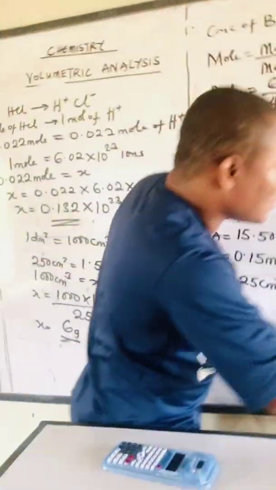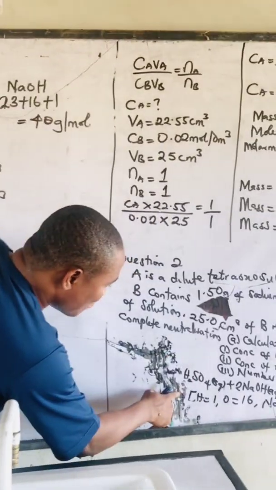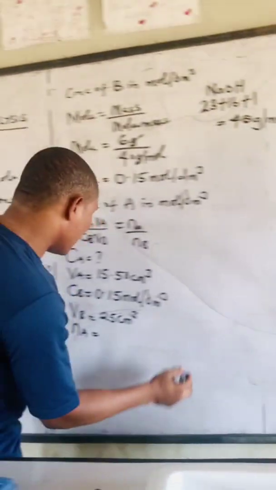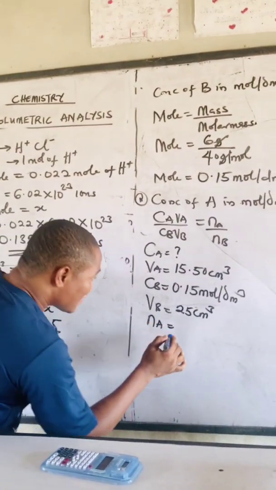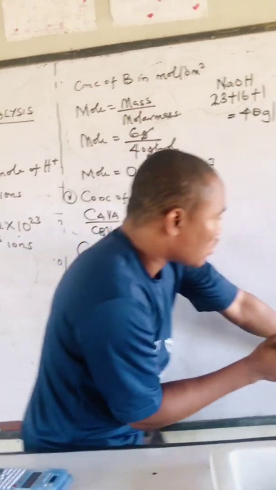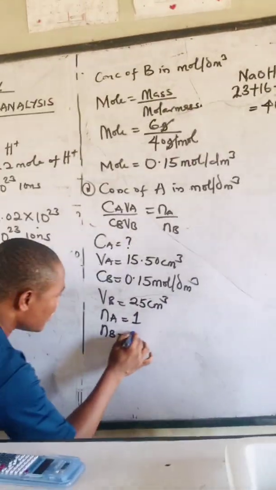Number of moles of acid will be gotten from the equation of reaction. Where is the acid here? That's H2SO4. We have 1 mole of H2SO4 and 2 moles of sodium hydroxide. So the number of moles of acid is going to be 1, and the number of moles of base, according to the equation of reaction, is 2.